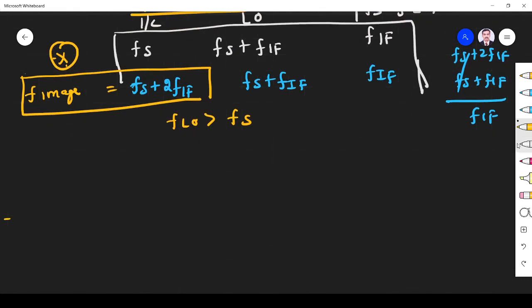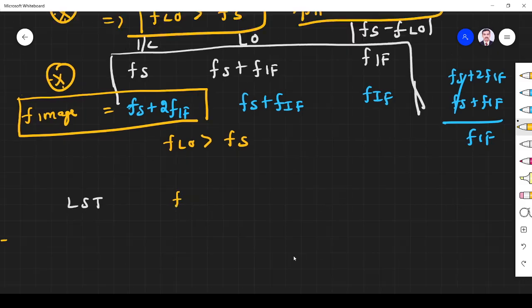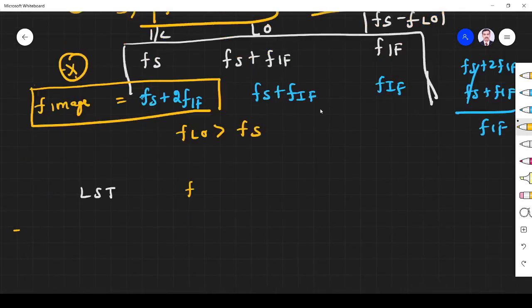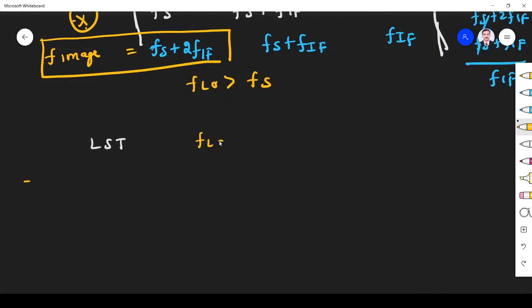Suppose you use low side tuning, what do we understand? We know that for low side tuning, FLO is FS minus FIF, right? So FLO is FS minus FIF. This indicates that FS is greater than FLO, because FLO is FS minus some other quantity. So FS must be greater than FLO.